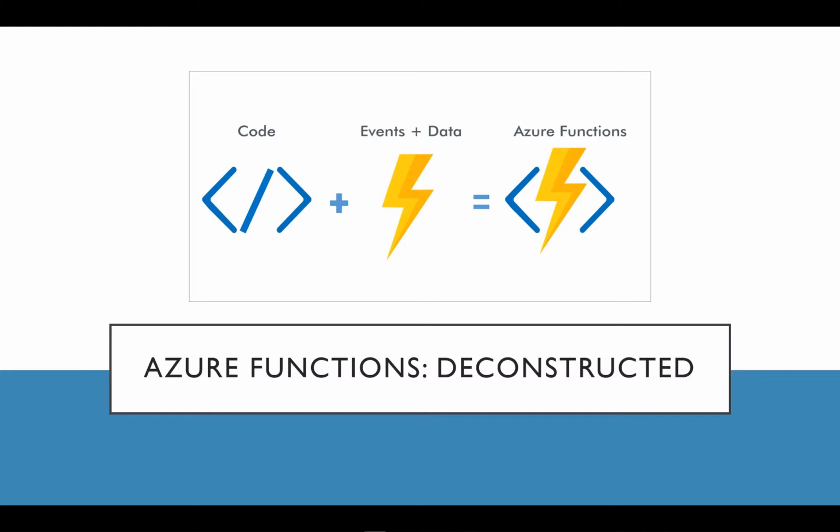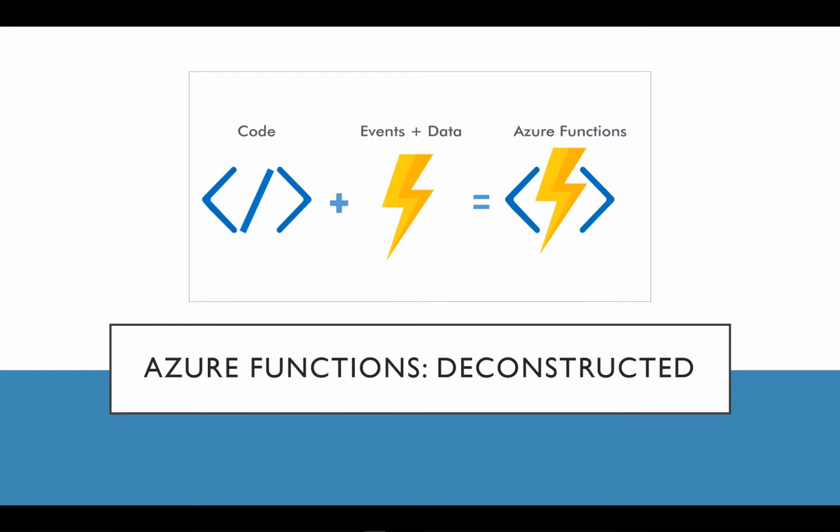So what makes up an Azure function? An Azure function typically consists of three components. First, there's the code that performs an individual action. For example, you may have a function that performs a resize on an uploaded image. Another example might be processing an incoming queue message.